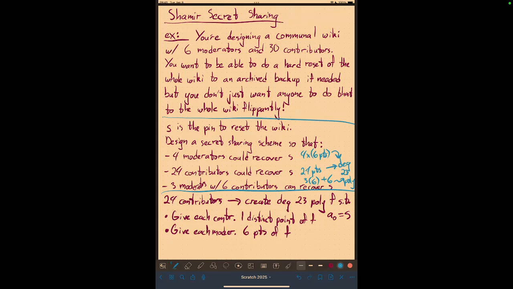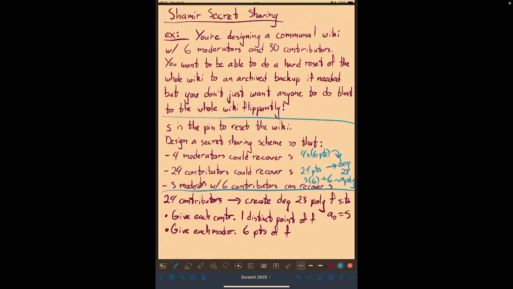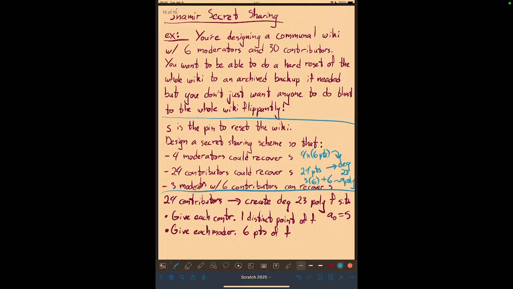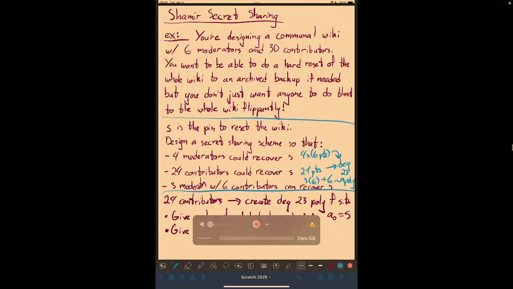Yeah, it doesn't have to be 6 specific contributors. The point is, if you have enough shares of the polynomial, it doesn't matter who you are, it doesn't matter which group comes together, so long as you end up getting 24 points of the polynomial together, you can interpolate them to get that degree 23 polynomial and thus find your secret, that is the y-intercept. So no, it doesn't matter who comes together, so long as at the end of the day you have 24 points.